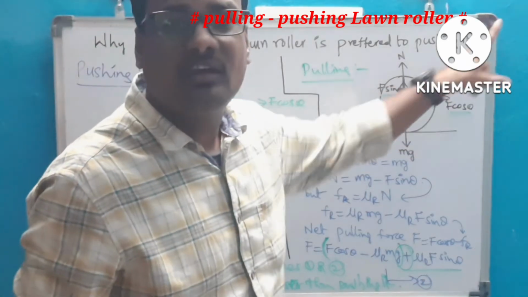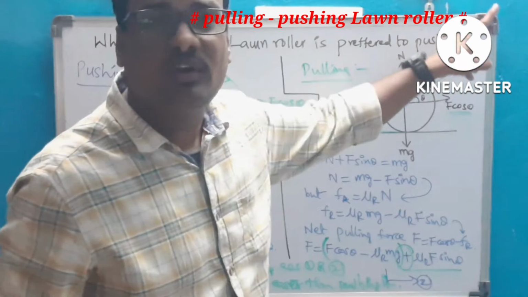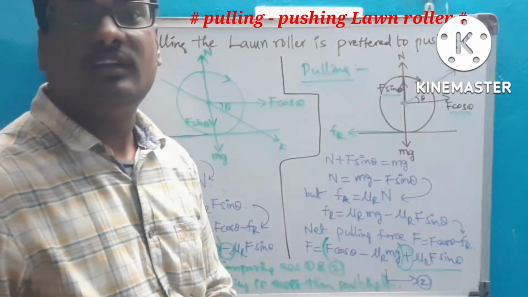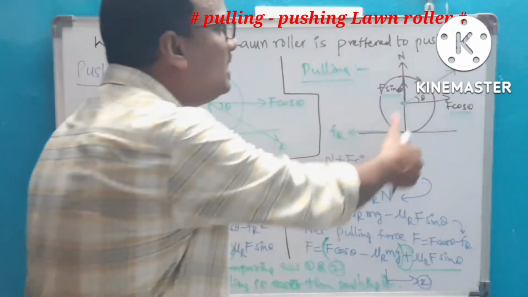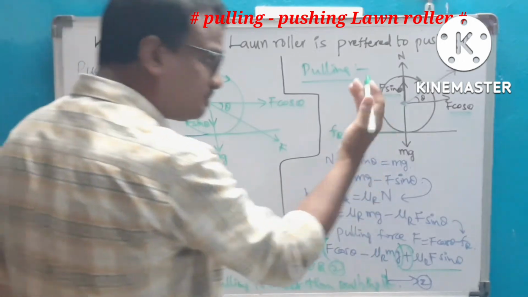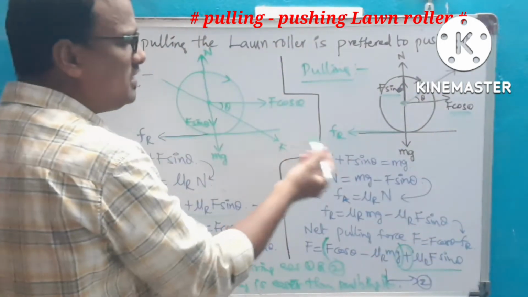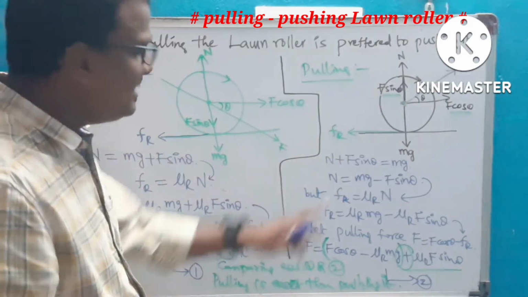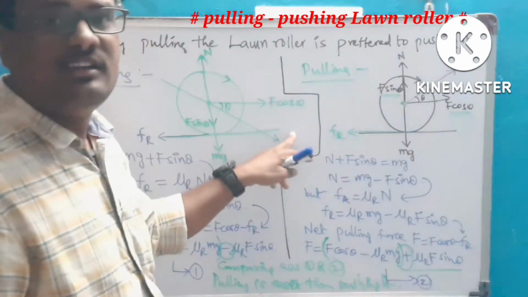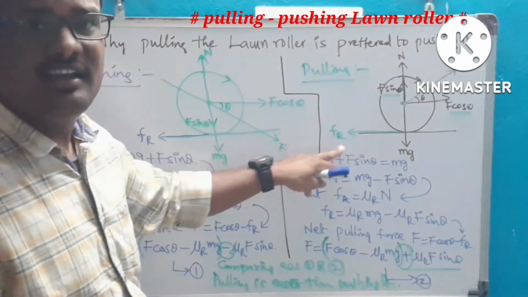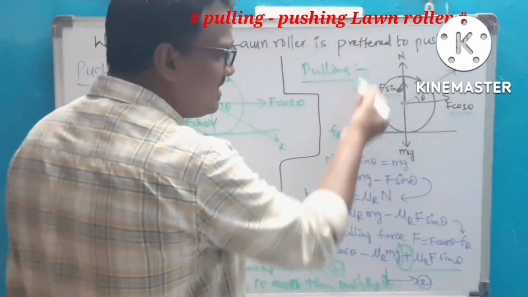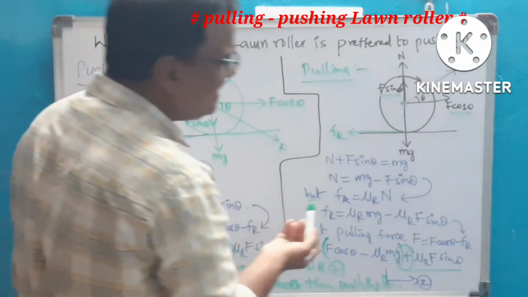But here we can apply the pulling force in the upward direction. So the F sin theta vertical component is also applied in the upward direction, and the roller is moving in this direction. The counter force, rolling friction, is acting opposite to the F cos theta here. Okay, so now according to this diagram, what can we write?